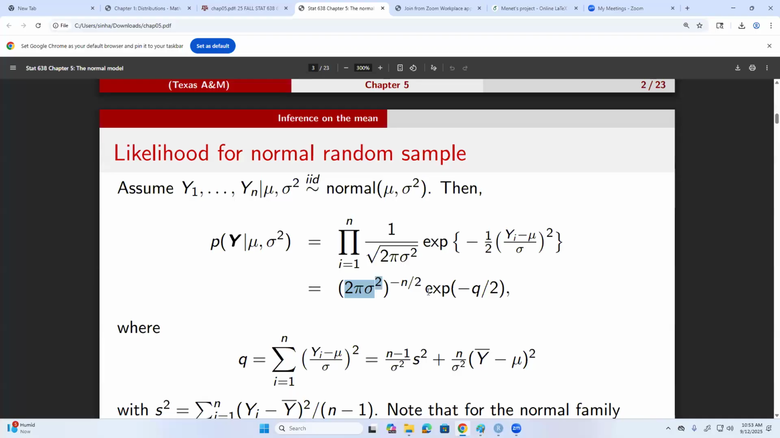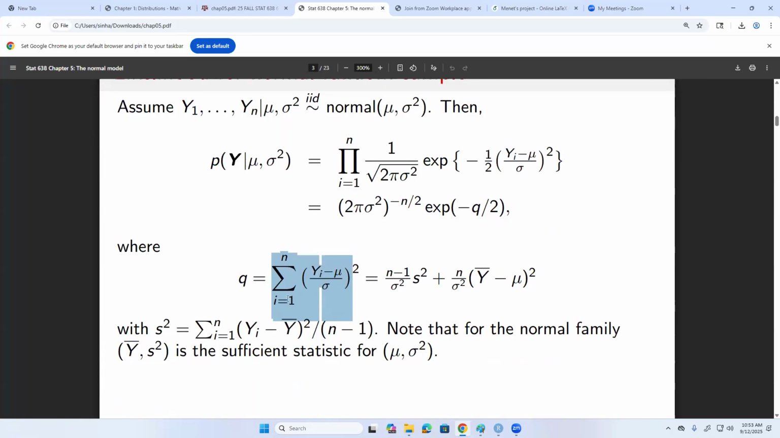And the exponent part, when you take the product, the power of the exponent becomes the total. So here it is the sum of yi minus mu squared over sigma squared. We call it Q, this guy. So Q over 2. And we can write this Q nicely in terms of these two quantities. One is S squared, another is y bar minus mu squared.